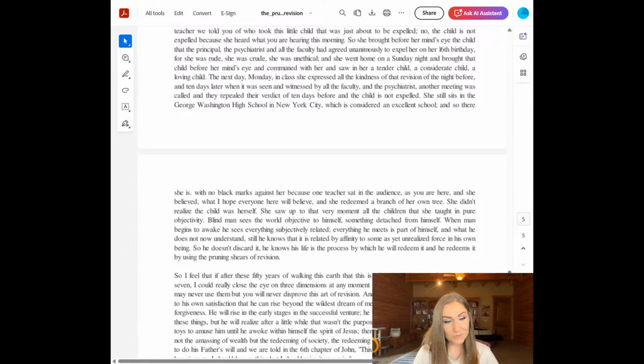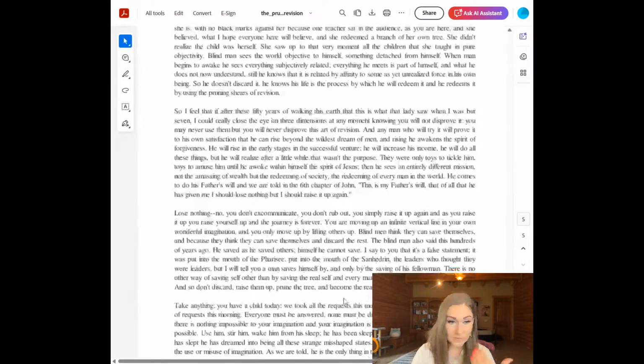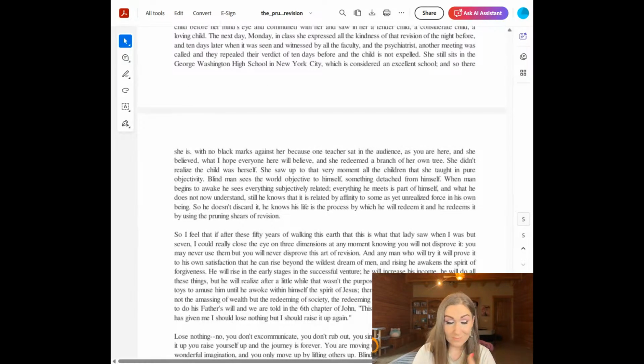So again, just to show you the importance of this. And the takeaway here is that everyone that we encounter is a part of us. Like, it's part of our conception of self. So we have to be mindful of what we are accepting as true for ourselves and for others and about others. We do this daily, using the pruning shears of revision every day.